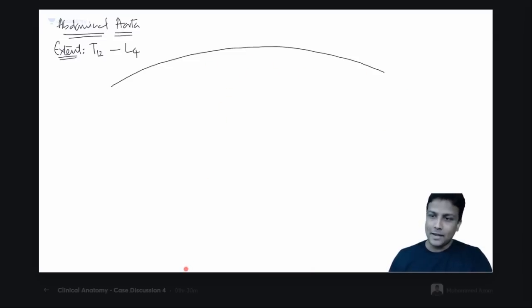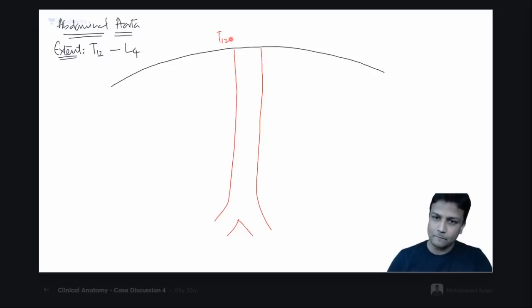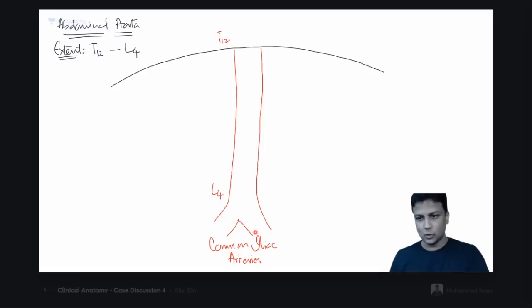From here begins your abdominal aorta, and it is extending from T12, then L1, L2, L3, and finally up to L4. So the extent is important. At the level of L4, it is going to divide into the two common iliac arteries. So can I call them terminal branches? Of course. Abdominal aorta is going to end there by dividing into two branches, the common iliac arteries. So I can tell common iliac arteries is the terminal branch.